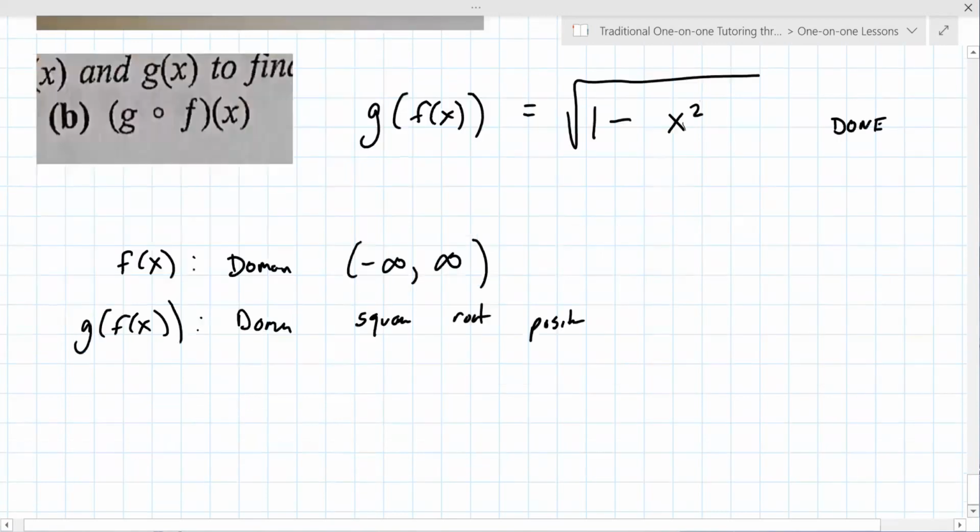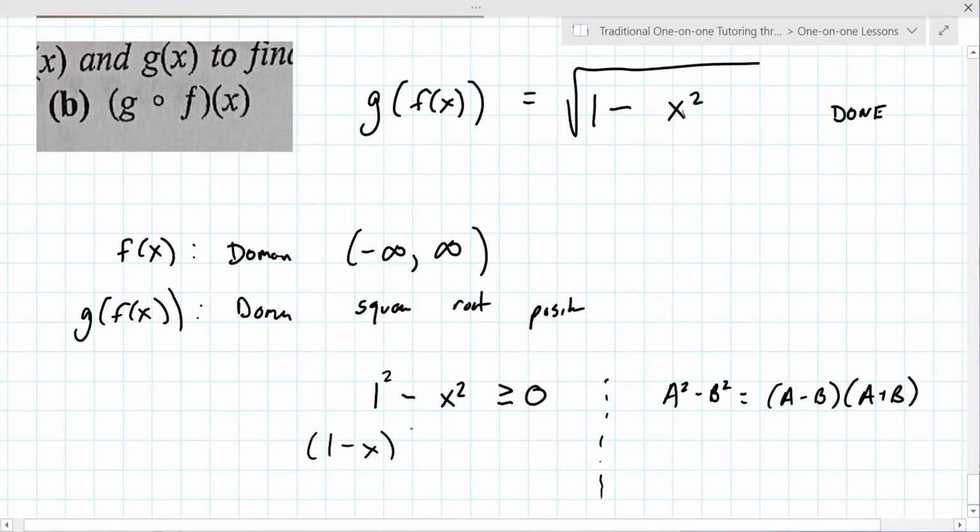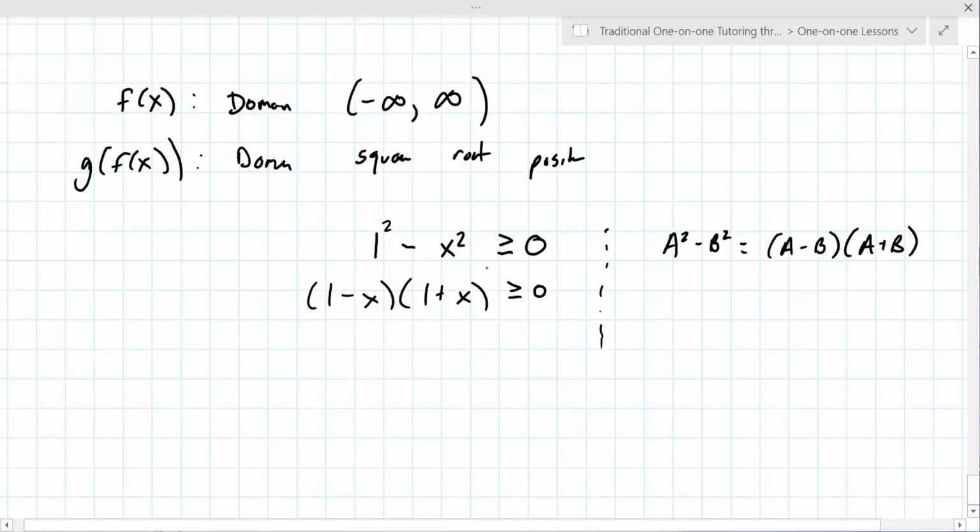So that means you have to set 1 minus x squared greater than or equal to 0, because you set the inside part greater than or equal to 0. Now this leads to a little bit of an aside. Do you remember difference of squares factoring? Okay, so this is a difference of squares. This is 1 minus x, 1 plus x. When you graph this function 1 minus x squared, it looks something like this. So where is it above 0? Well, it's above 0 from here to here, from -1 to 1.